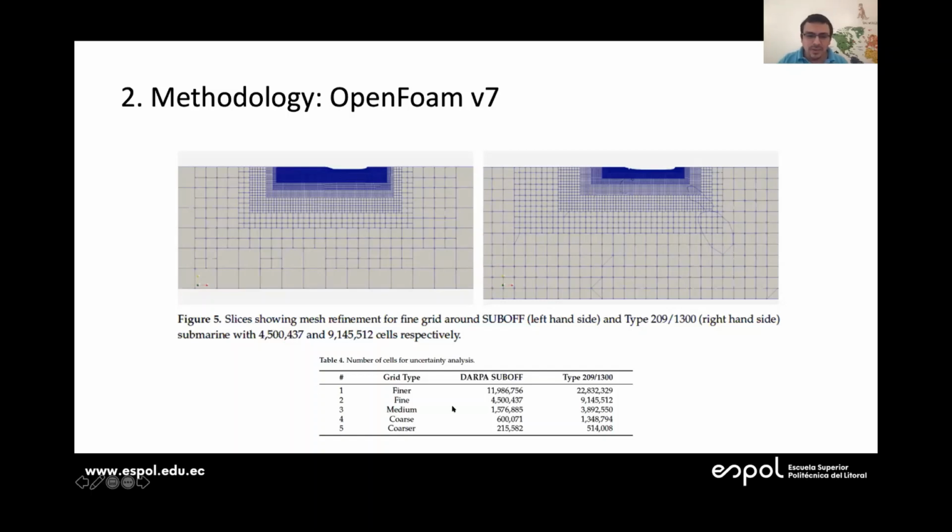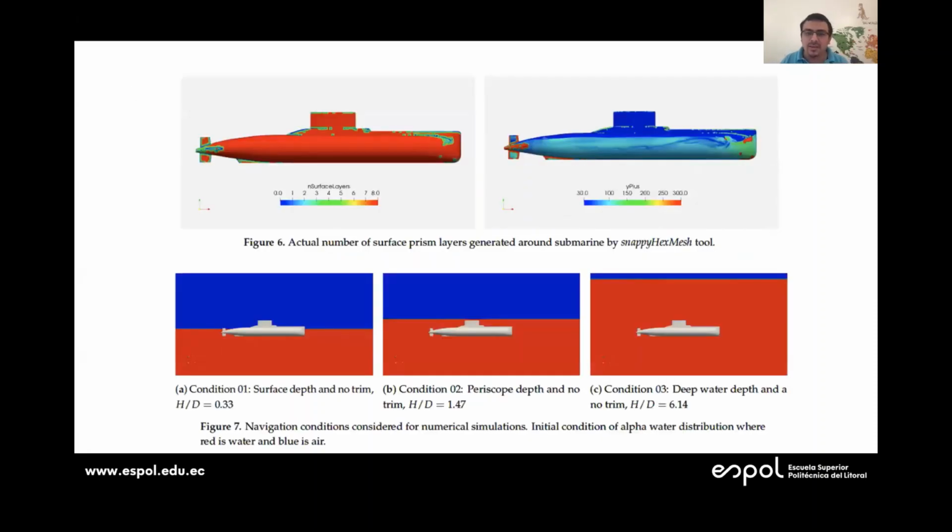And after our verification and validation studies for the DARPA, and the grid convergence for the 209 submarine, we chose grid number 2 as our fine grid, which showed that we don't need to go to an extremely high element count. So we analyzed 3 conditions.